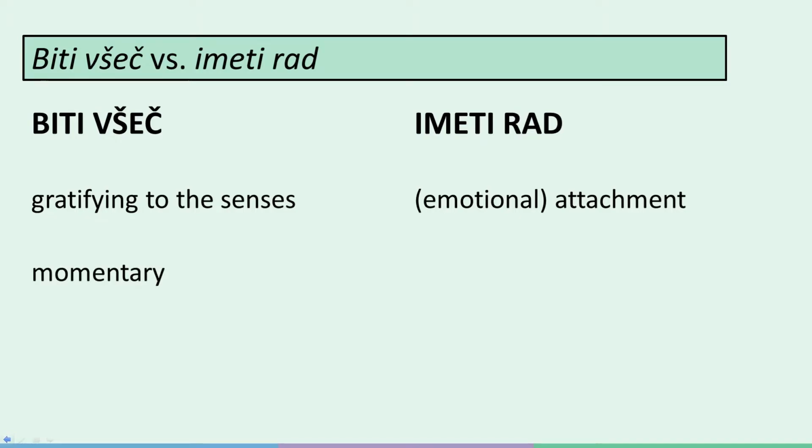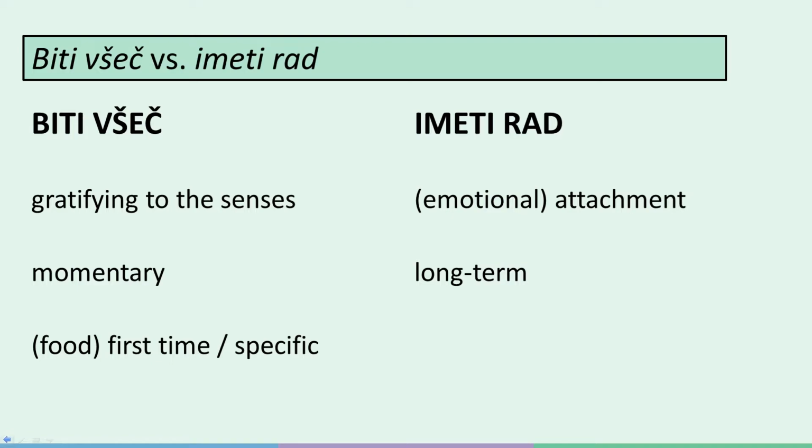Also, while biti všeč is more momentary, imeti RAD, like we've said, refers to something that has developed over time. Biti všeč refers to a specific thing, whereas with food, imeti RAD is used in a more general sense. With food, if you try something for the first time and enjoy it, you can't use imeti RAD. Anyway, this is a very rough outline of the differences between the two. Now let's have a look at both separately with regards to people versus objects.